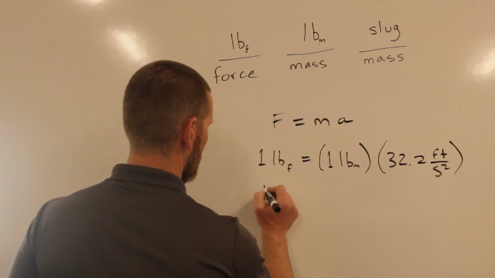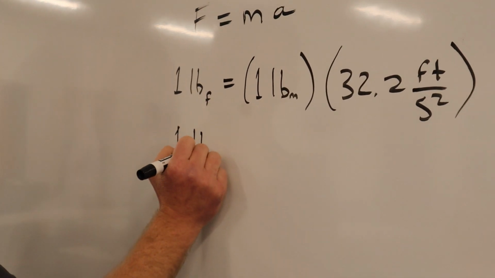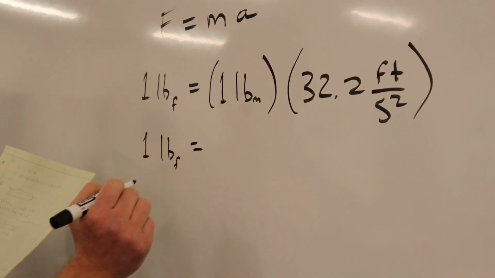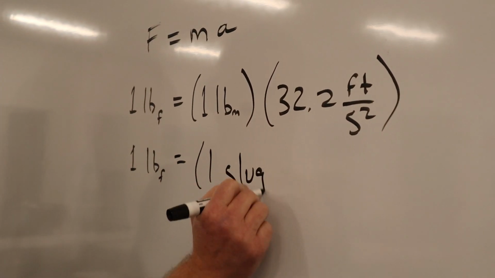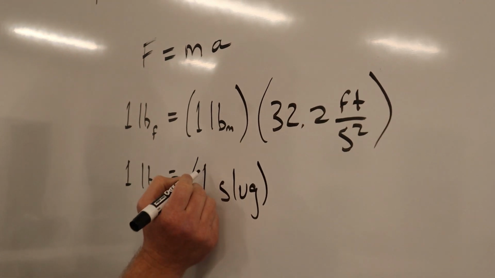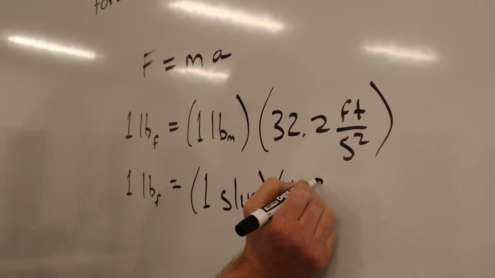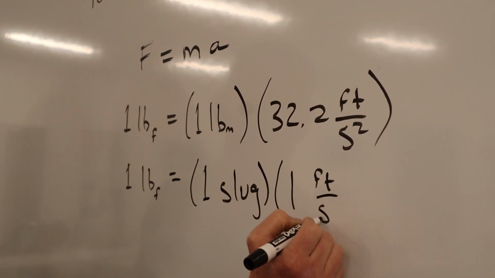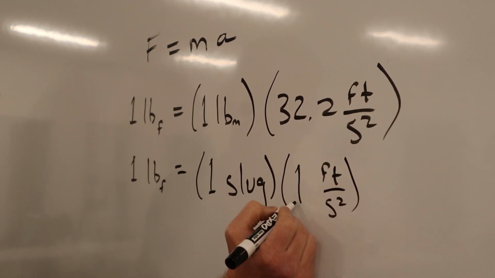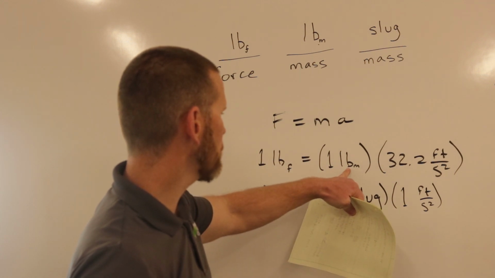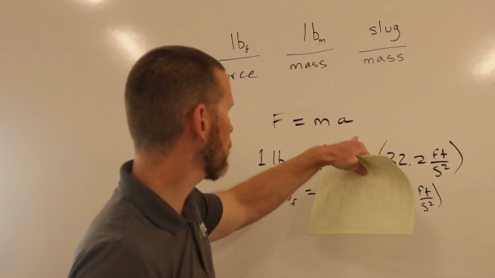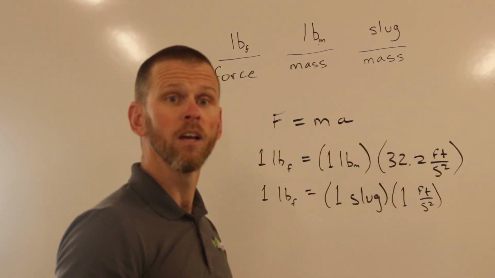1 pound force is also equal to 1 slug times 1 foot per second squared. So the difference between the slug and the pound mass is the gravitational constant, or the acceleration factor from Newton's second law.